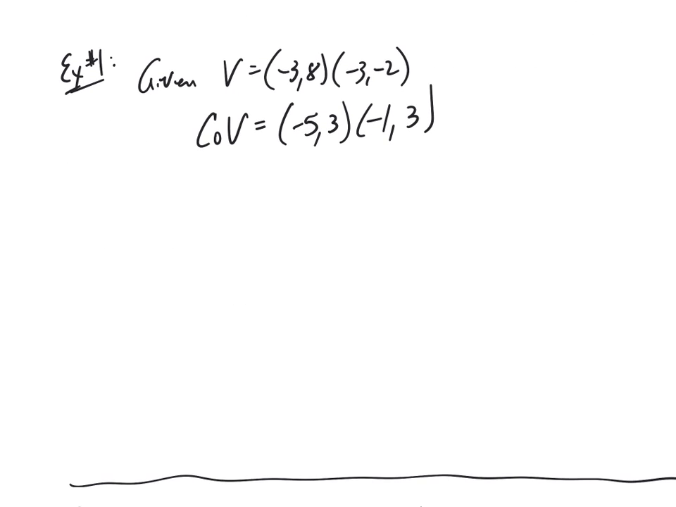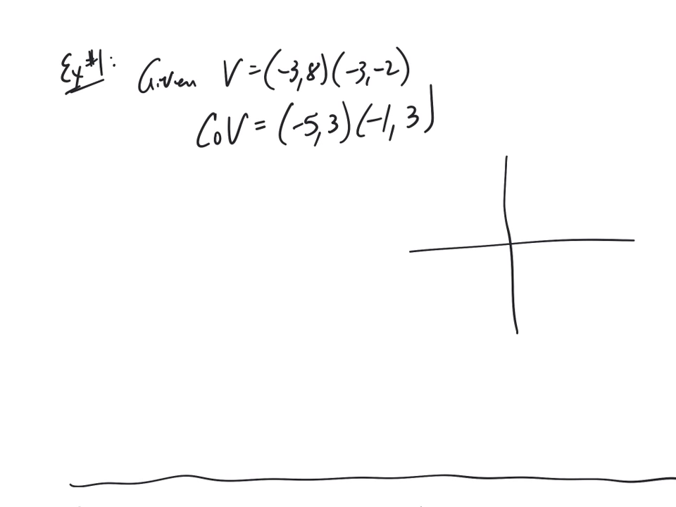This will be a relatively easy one. Given the vertices at (-3, 8) and (-3, -2), and the co-vertices at (-5, 3) and (-1, 3), can you tell me what the equation is? All right? Well, on almost all of these, I can't imagine there's an example where it's not helpful to just start by drawing yourself a sketch of what's going on.